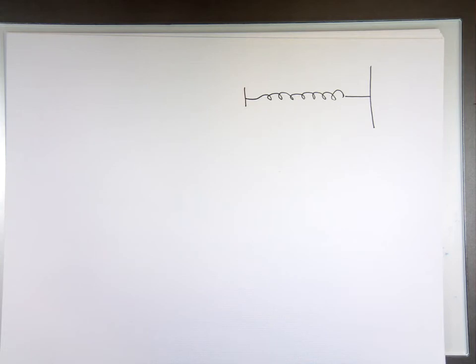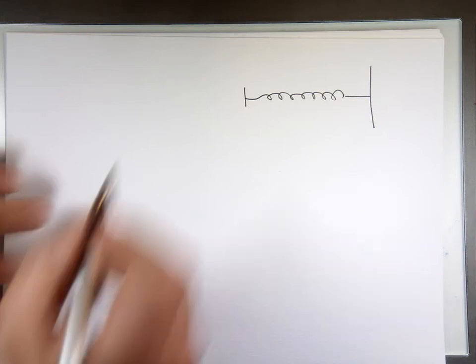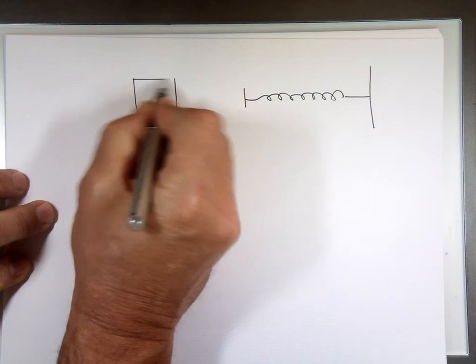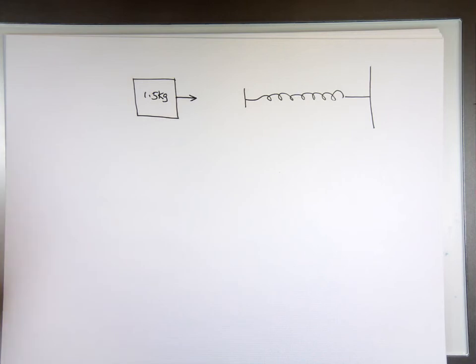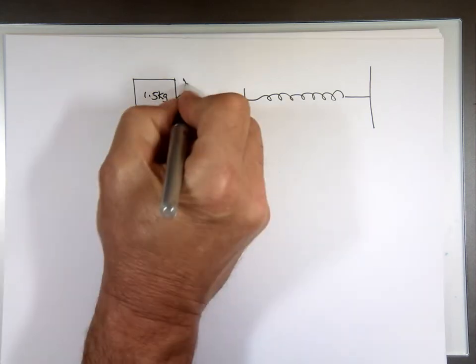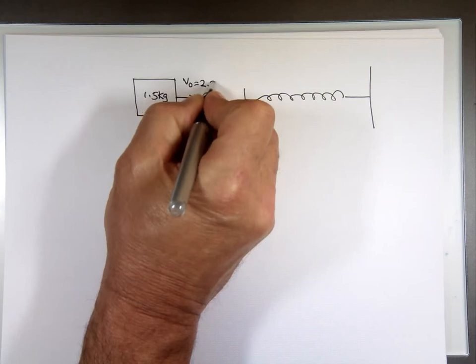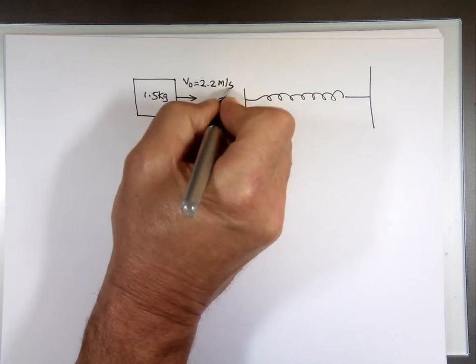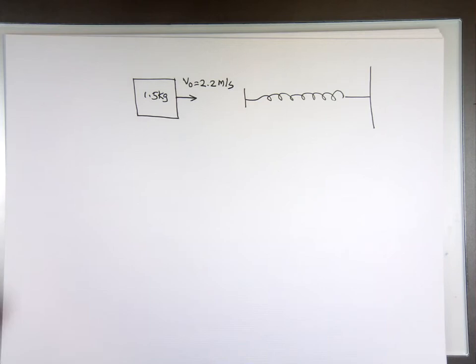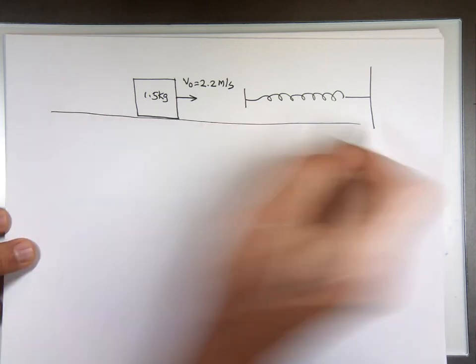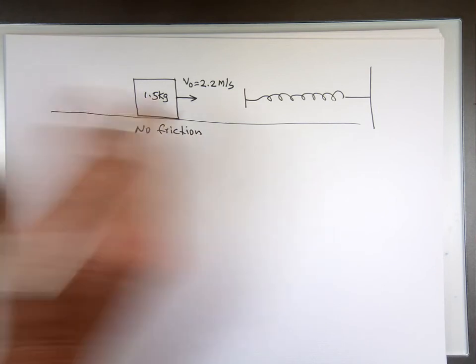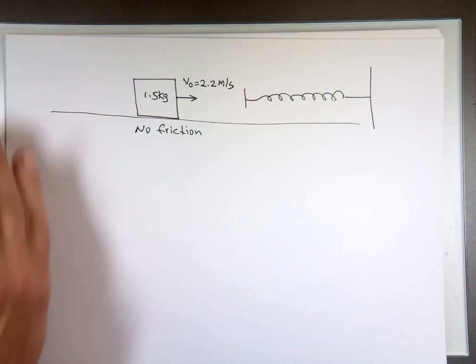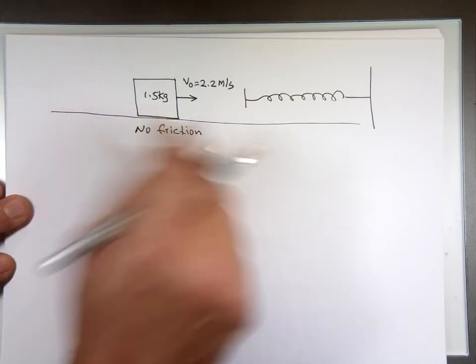And there's a block of wood moving toward the spring. The mass is, I don't know, 1.5 kilograms. It's moving that way with an initial speed of 2.2 meters per second. I'll pretend there's no friction here. This is on a table, a nice smooth table. If there's no friction, that speed will continue at 2.2 till it hits that spring.